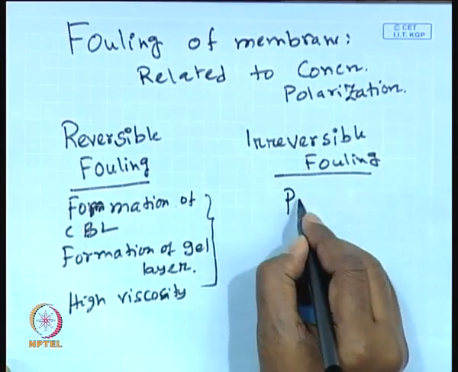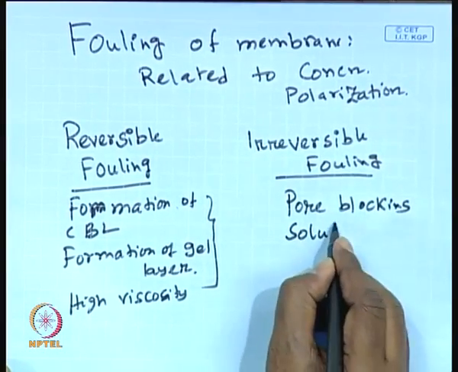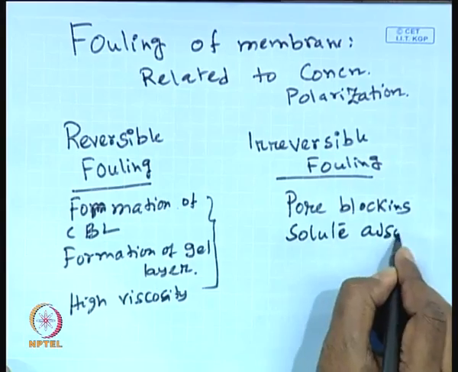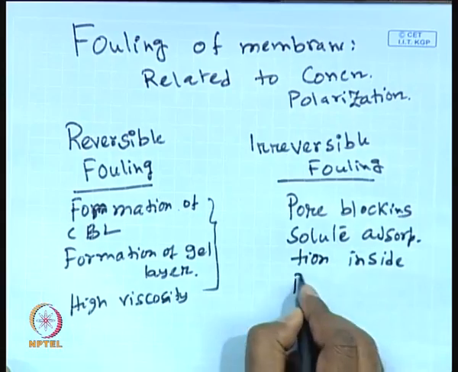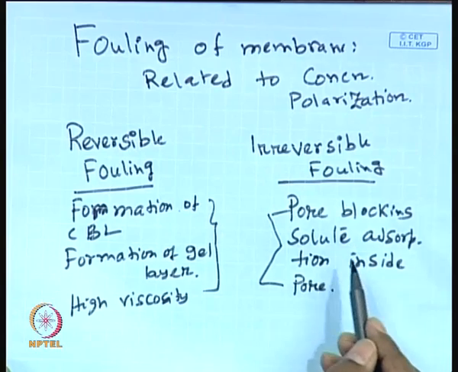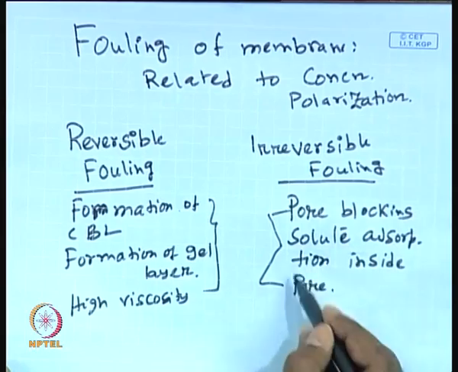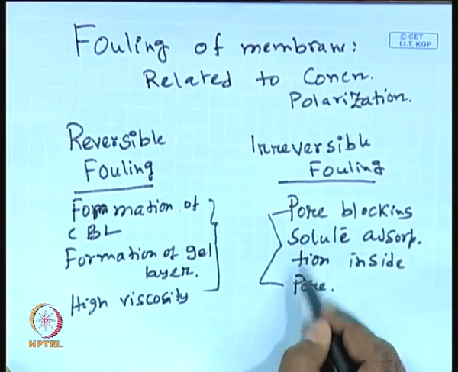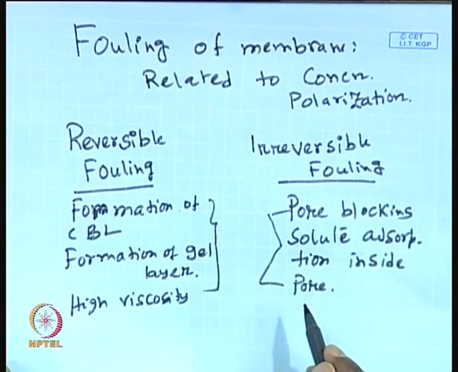On the other hand, pore blocking or solute adsorption inside the pore. In most of these cases, pore clogging etc., you cannot get back the original permeability of the membrane. So, this loss of permeability becomes irreversible. Some of the permeability is always lost. So, this is known as the irreversible fouling.